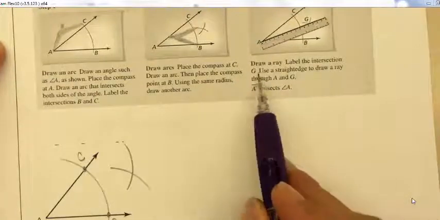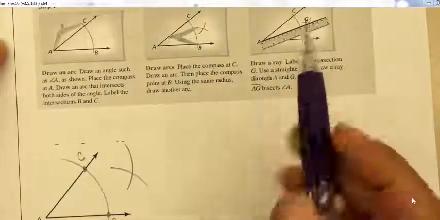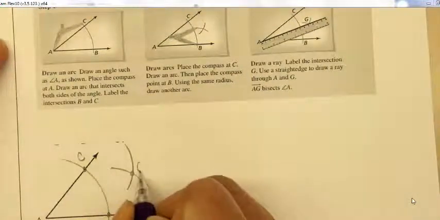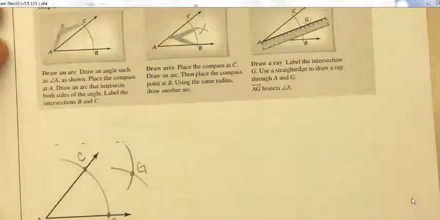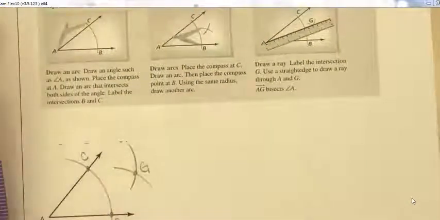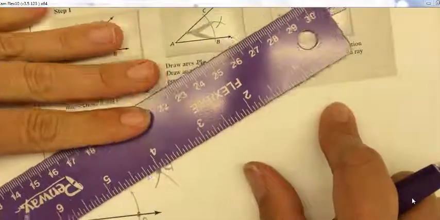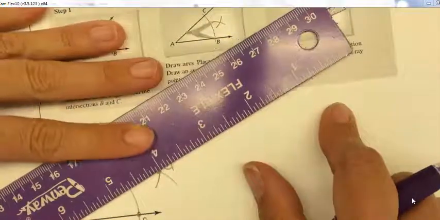Okay, label the intersection G. Just like that picture shows, I'm going to label this intersection right here G. I'm going to use my straight edge now to draw a ray through AG. So I'm drawing a ray from A through G.